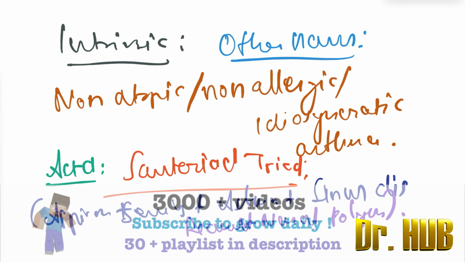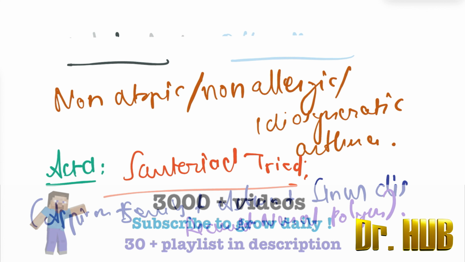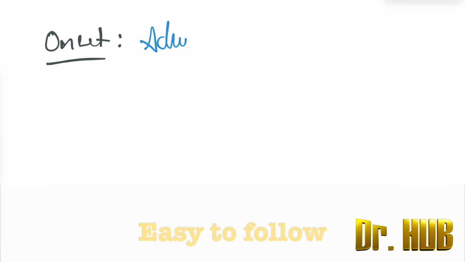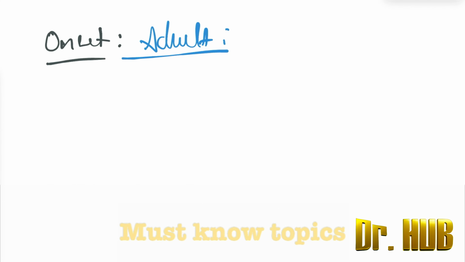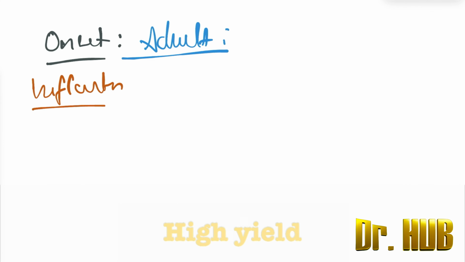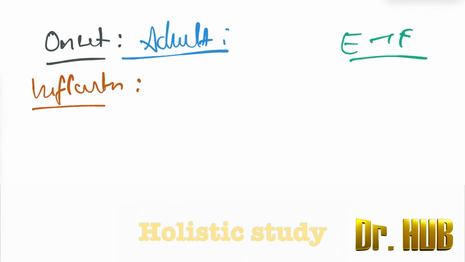Next we have the onset. Where does the onset take place? If you see, onset takes place in the adult. And what about the inflammation? If you look at the inflammation, it is neutrophil mediated, whereas in extrinsic it was E for E, extrinsic for eosinophil mediated. So here in intrinsic it is neutrophil mediated.